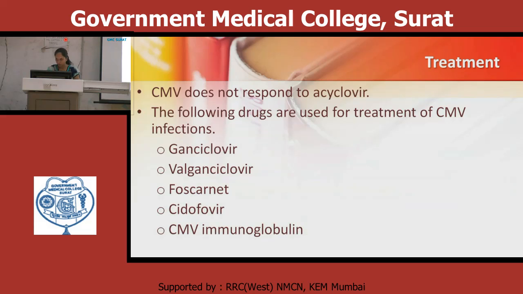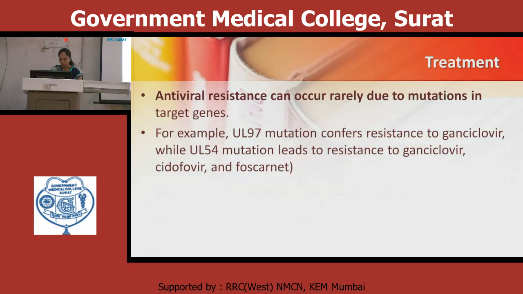Treatment: CMV does not respond to acyclovir. The following drugs are used to treat this infection: ganciclovir, valganciclovir, foscarnet, cidofovir and CMV immunoglobulin. Antiviral resistance can occur rarely due to mutations in the target genes. For example, a UL97 mutation confers resistance to ganciclovir, while a UL54 mutation leads to resistance to ganciclovir, cidofovir and foscarnet.